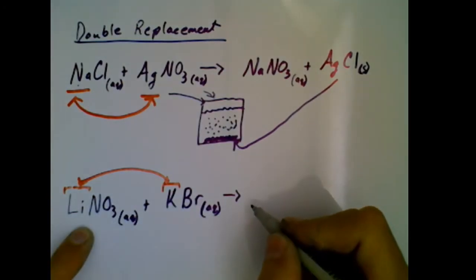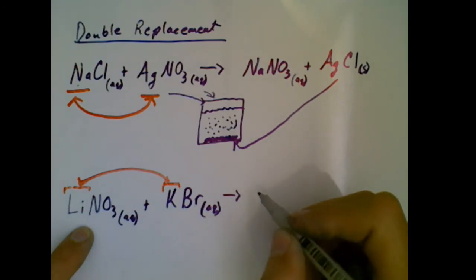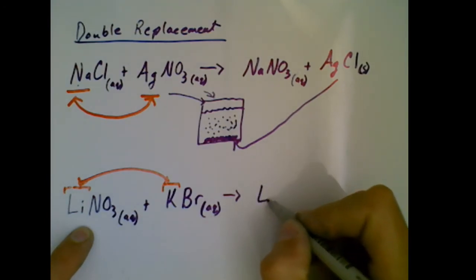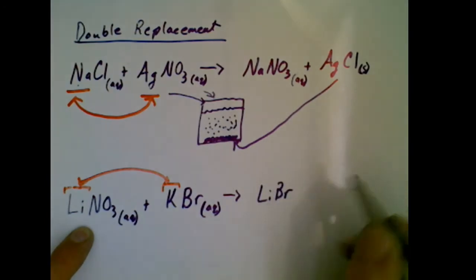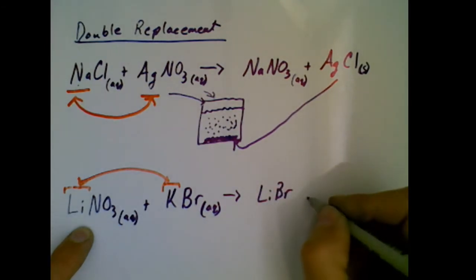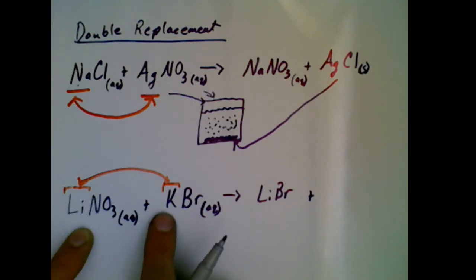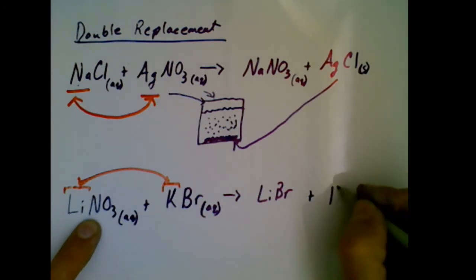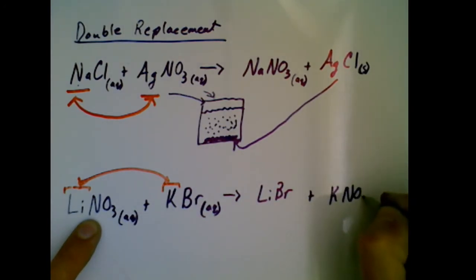And then we want to check those states to see if a reaction would actually take place. So what I'm going to get is LiBr. Now, positive 1 charge, negative 1 charge, that balances out. And then I'm going to get K with NO3. K, NO3. Again, positive 1, negative 1.